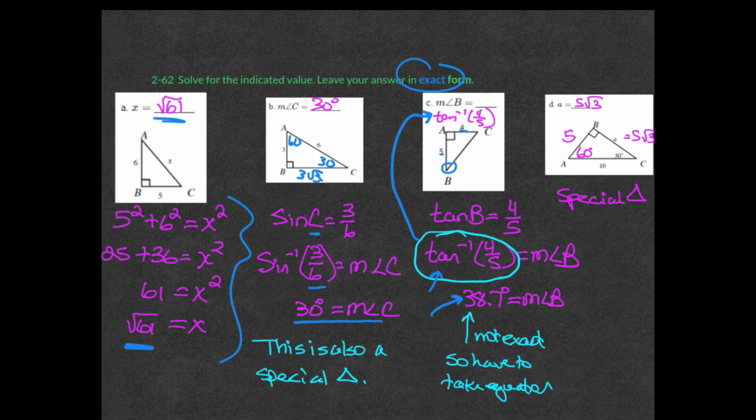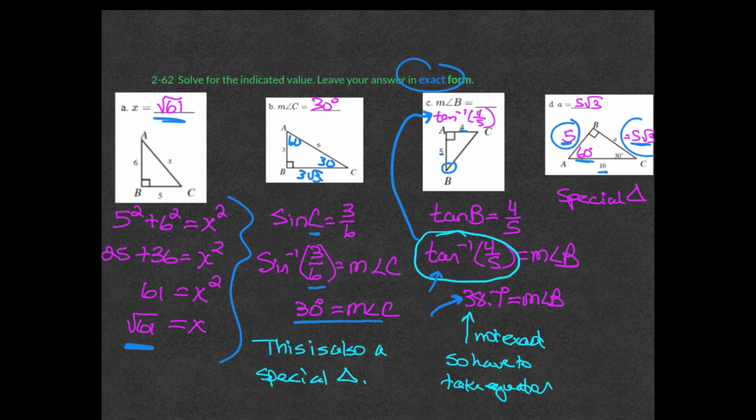On part D, I simply know because they give us 30 and 90 that this is 60 degrees right here. But that also tells me I have a special triangle. So I know my hypotenuse is 10. I know that opposite the 30 is half of the hypotenuse. And then I know that adjacent to the 30 is going to be the smallest side of 5 times √3. So that's why my answer is 5√3 on that particular problem.